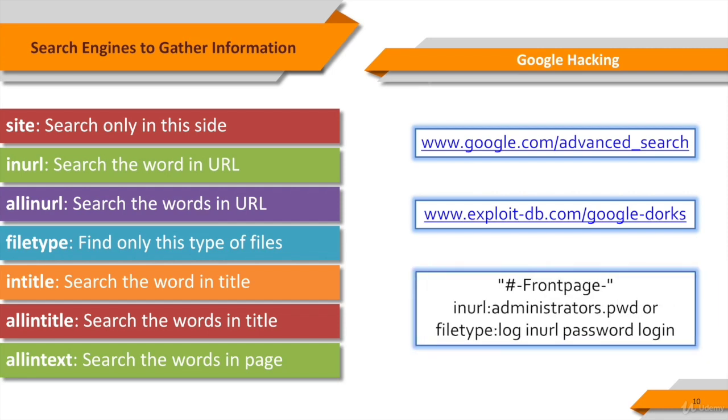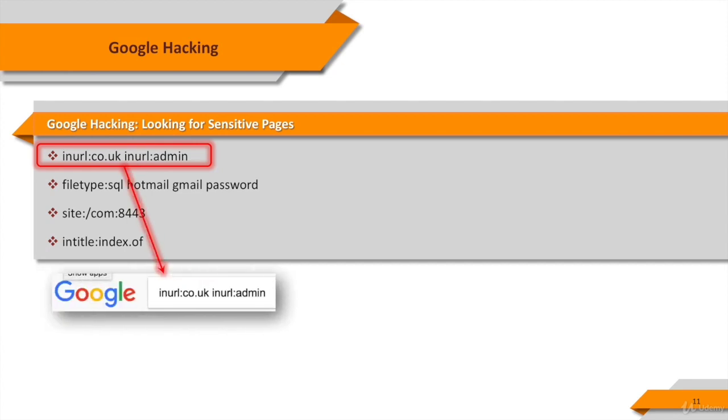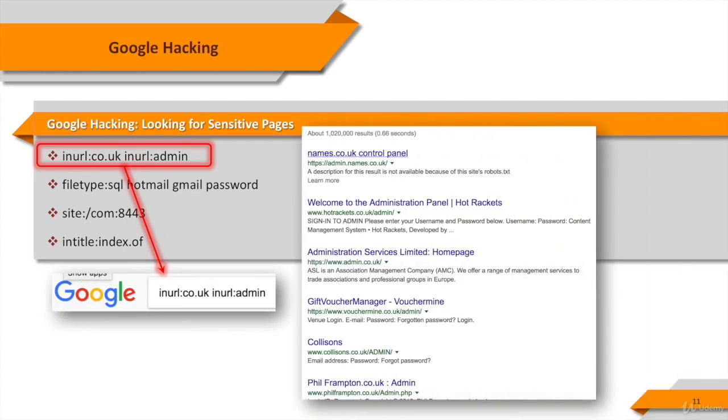For example, you can find a username and password list from FrontPage servers by writing the keywords shown on the slide in the Google search field. Here, there are a few examples to show how we can use Google Advanced Search to find valuable information. For example, if we do a search with the words inurl:co.uk and inurl:admin, we can find administrative panels of the websites which have the co.uk superdomain.